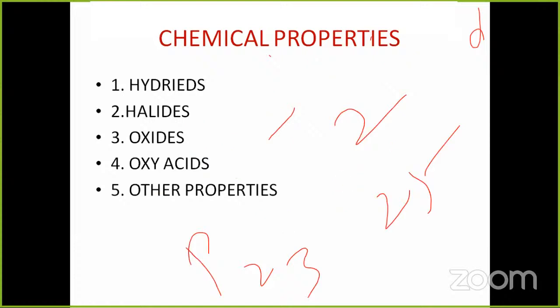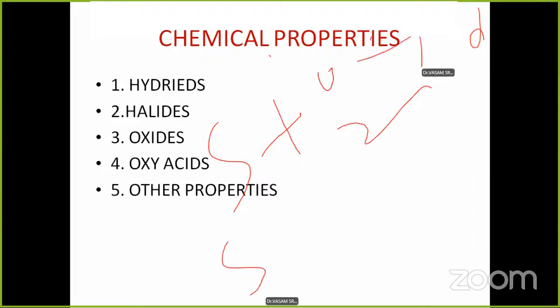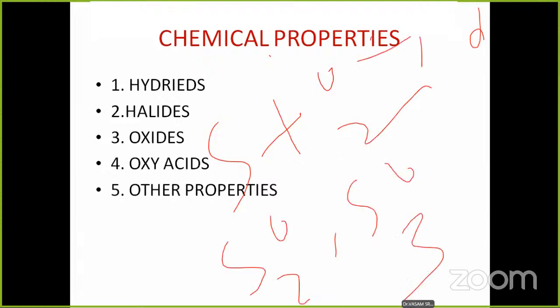And you come to sulfur. The famous element is sulfur. Sulfur belongs to the 6th group element. When sulfur reacts with oxygen, it gives SO2 and SO3. Sulfur dioxide and sulfur trioxide are formed.